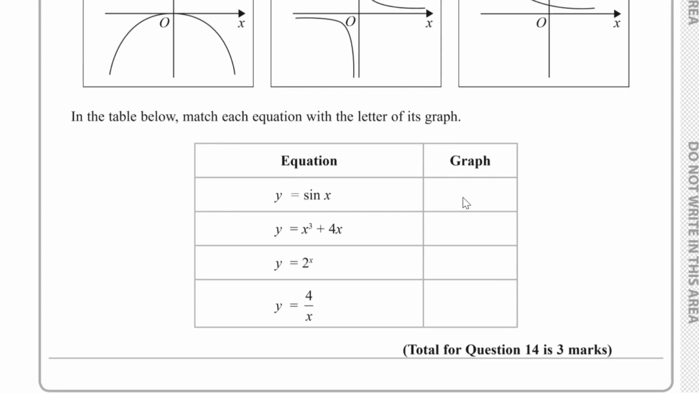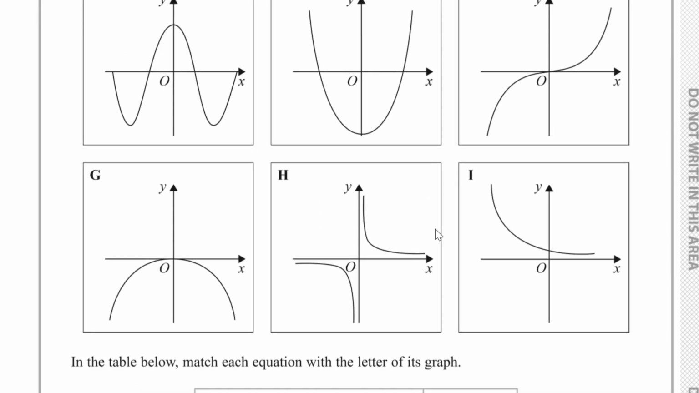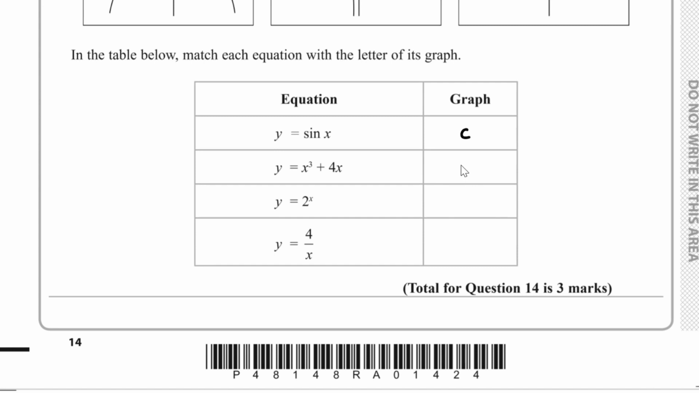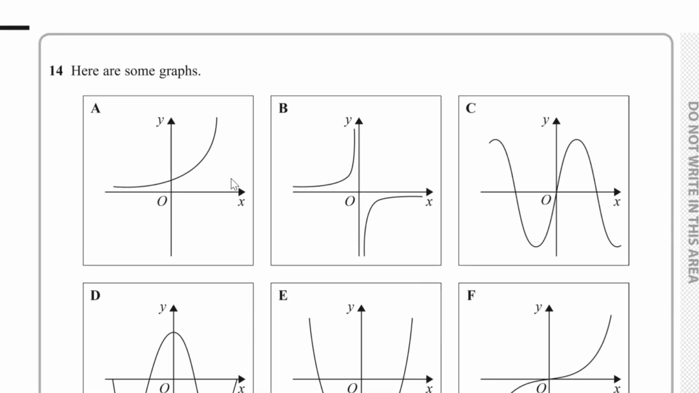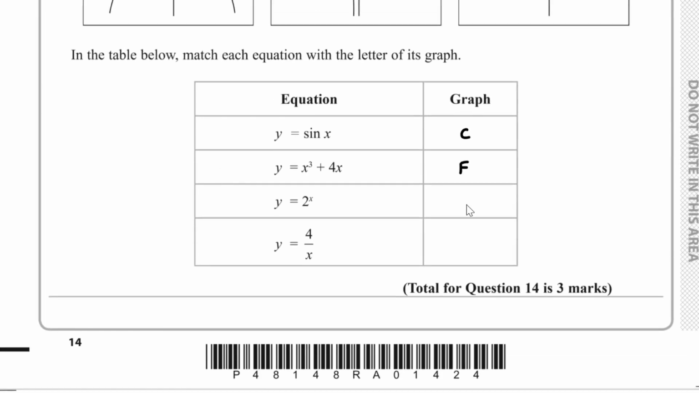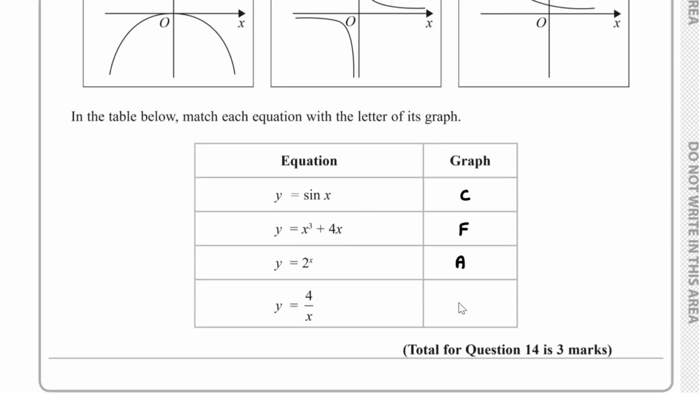So here we have graph C. y equals x cubed plus 4x. Well, we've got a cubic, and the only graph which is a cubic is graph F. y equals 2 to the power of x, of course this is just an exponential graph, that corresponds to graph A. So we have graph A over here, and y equals 4 over x, that's a reciprocal graph, that will be of course graph H.